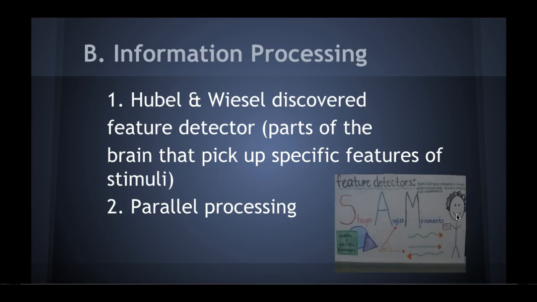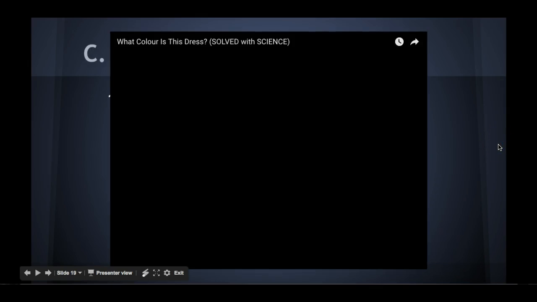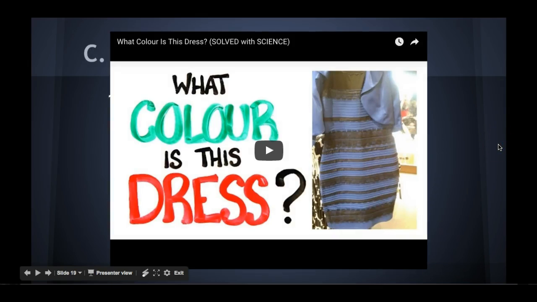Okay, so I did find this cute little, very elementary poster on feature detectors that some AP Psych student made. It says feature detectors are specialized neurons that detect or activate shapes, angles, and movements. So it's SAM: shapes, angles, and movements. We're processing all of that at once. So when we're processing all this information, what about things like color?